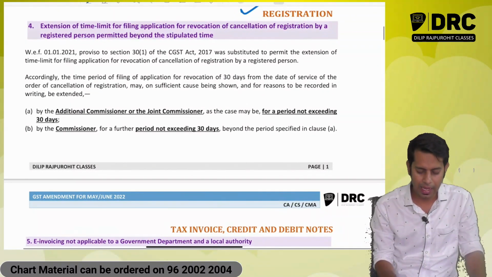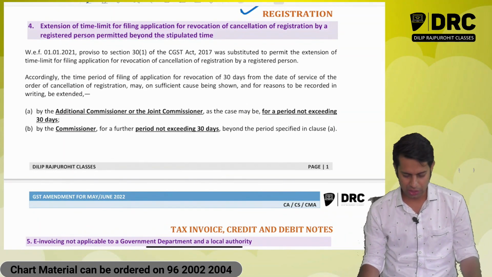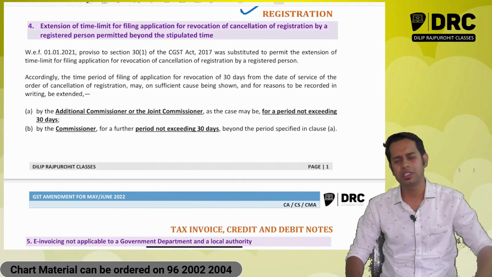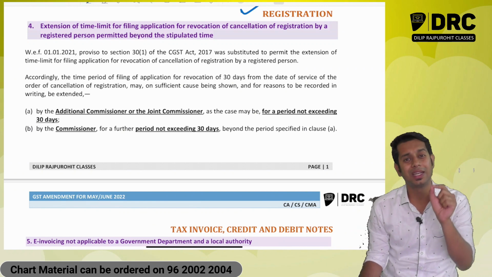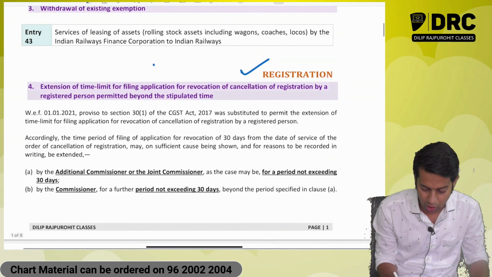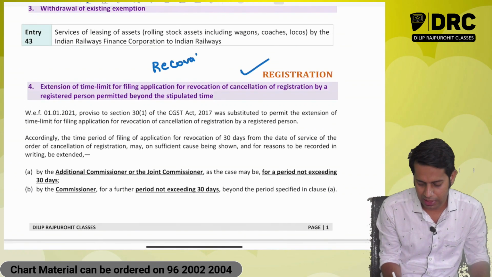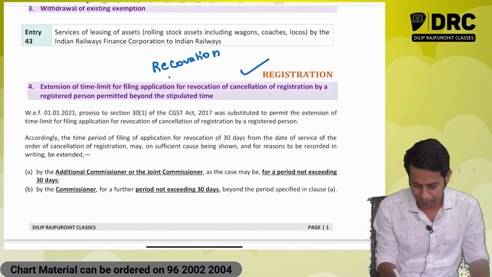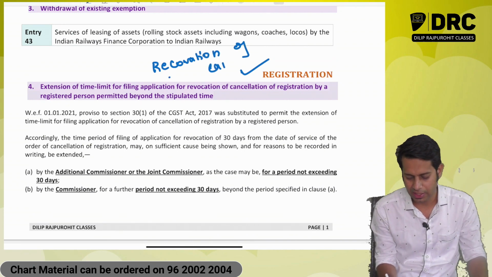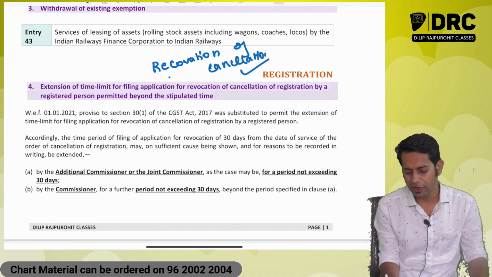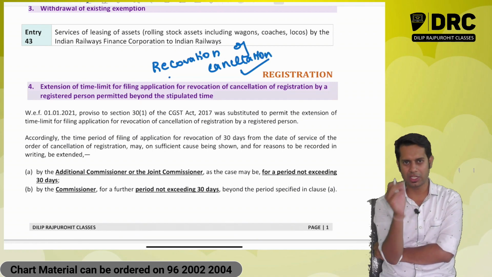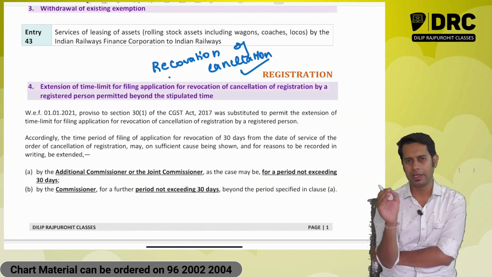The next amendment is where, sir? In section 30 of your registration. Now section 30 of your registration chapter talks about what? It talks about revocation of cancellation. Say for example, the officer has cancelled your registration. Section 29 talks about cancellation of registration.